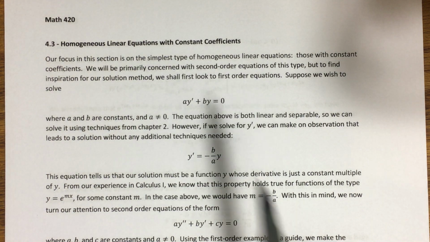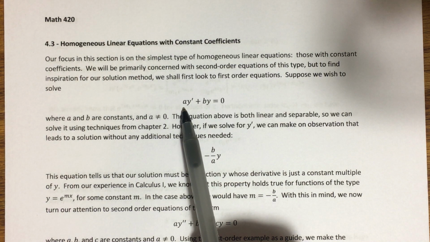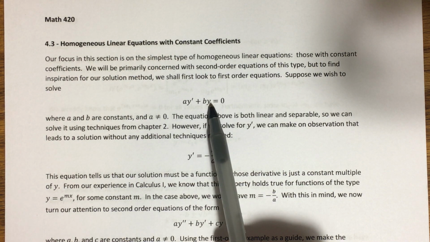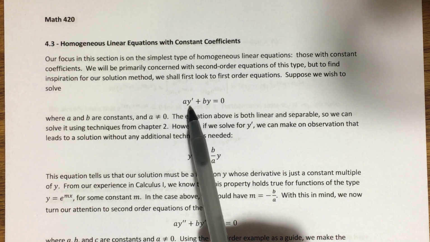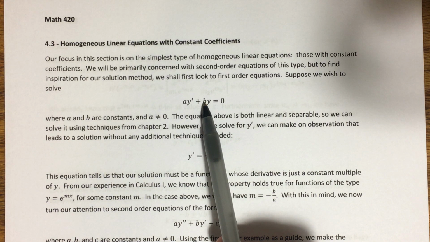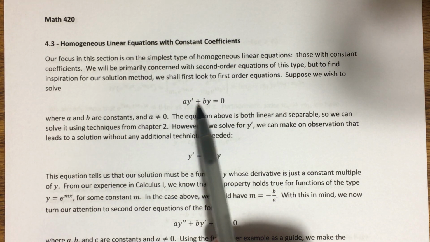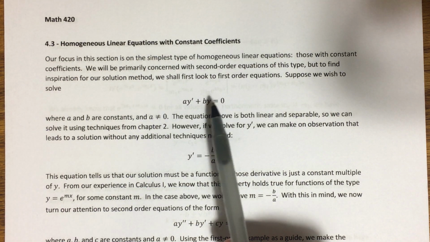So here is what a first order linear homogeneous differential equation with constant coefficients might look like. a and b are going to be assumed to be constants, and a is going to be non-zero, because if it's equal to 0, then we don't even have a first order equation. We just have an equation for y.